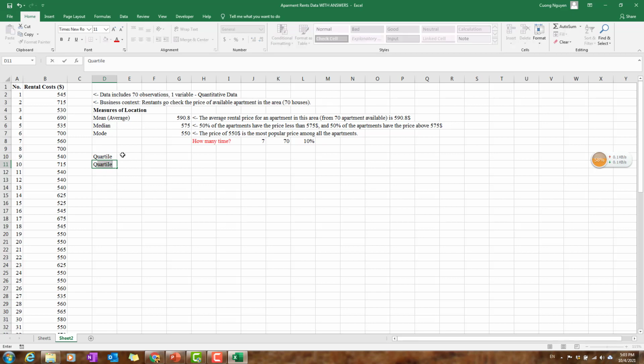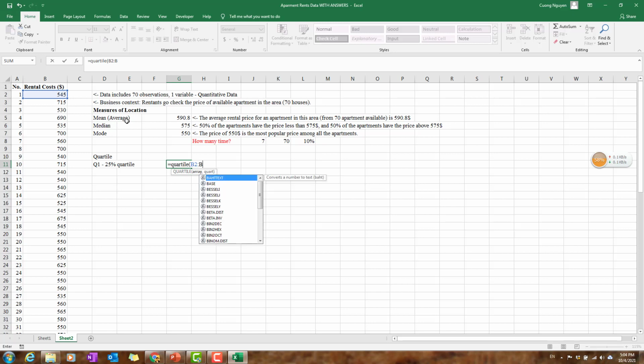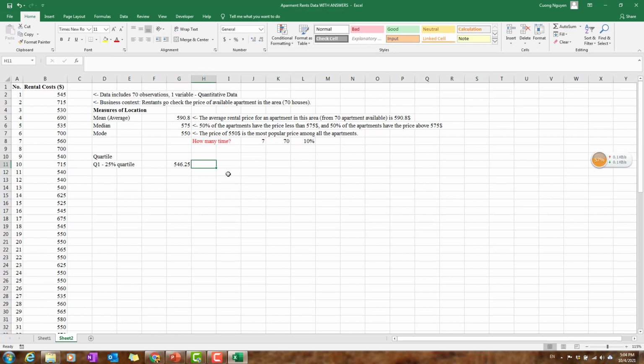Okay, so the first quartile, as I say, Q1, is also called the 25% quartile, or 25% percentile, they are the same. So I just use the function QUARTILE. Okay, QUARTILE, and the array could be from B2 into B71. Okay, and when I use the comma, it will ask me what kind of quartile I want to see. 0 means I want to find the minimum value. Quartile 1 means the first quartile, or the 25% percentile. So I put here 1. Okay, and that gives 546.25. So what does it mean?